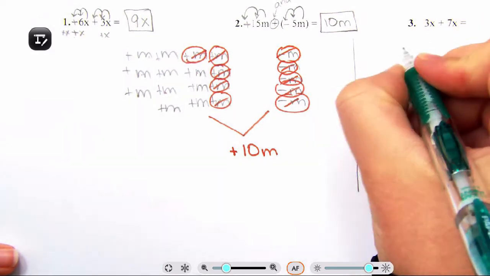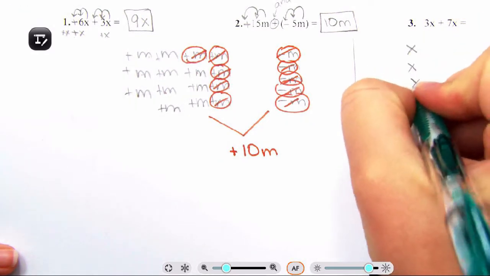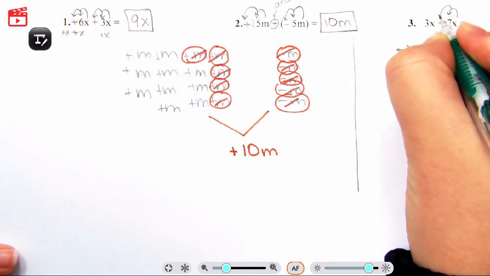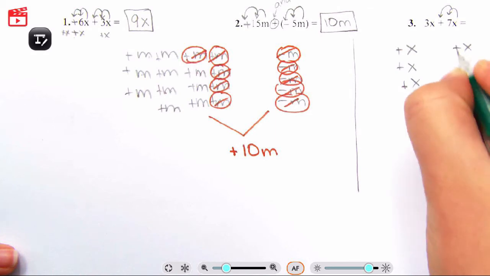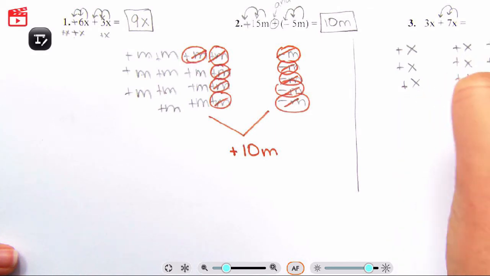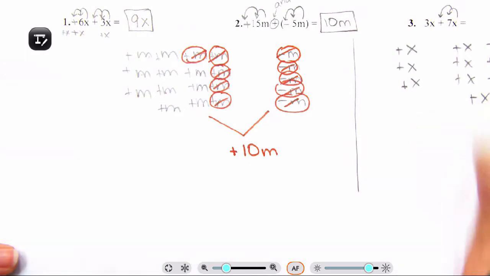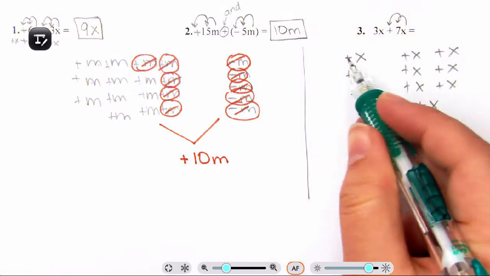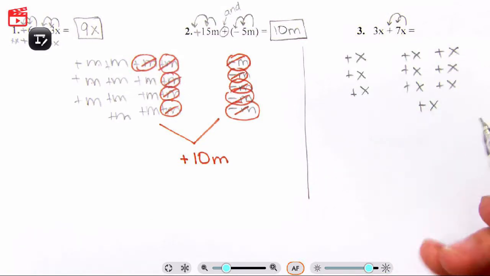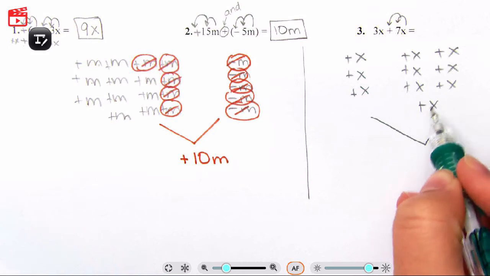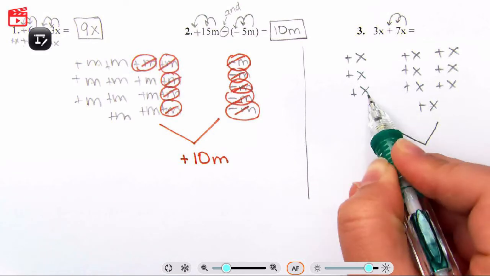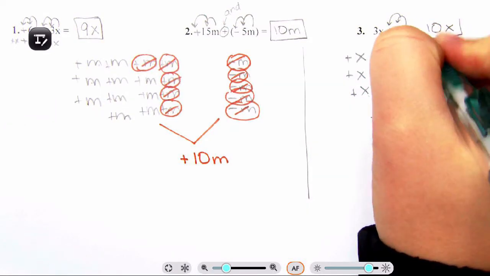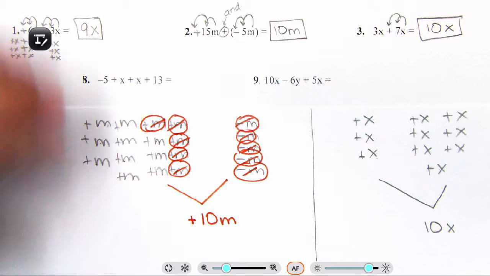I have 3 x's, 1, 2, 3 that are positive, and I have 7 x's that are also positive. Do I have a plus and a minus to combine and cancel? I do not. I have a lot of pluses and a little bit more pluses, so I'm just going to combine them. I have 7 x's and 3 x's, which means I have 10 x's that are positive. So I'm going to write my answer as 10x. All right, let's move on to the next one.